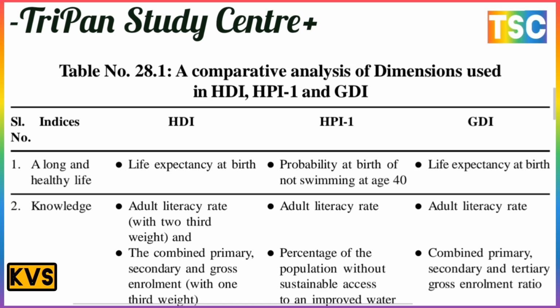Next is knowledge, the most important point. For HDI it is the adult literacy rate with two-thirds weight, and the combined primary, secondary and tertiary gross enrollment ratio with one-third weight. For HPI-1, it is the adult literacy rate, and second, the percentage of population without sustainable access to an improved water source. And for GDI the knowledge measure is the adult literacy rate, and second, the combined primary, secondary and tertiary gross enrollment ratio, also important.